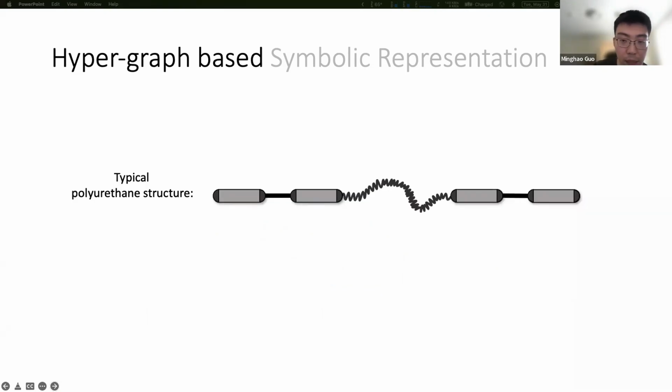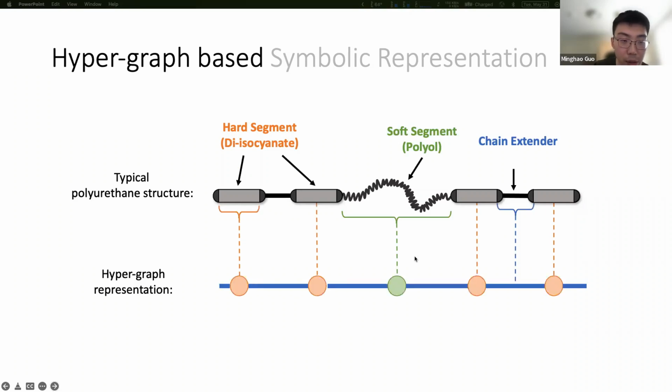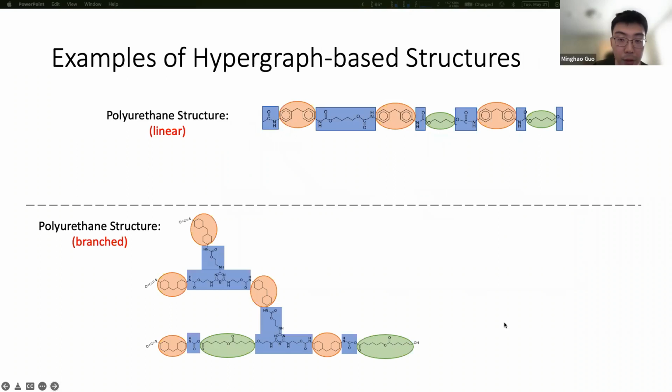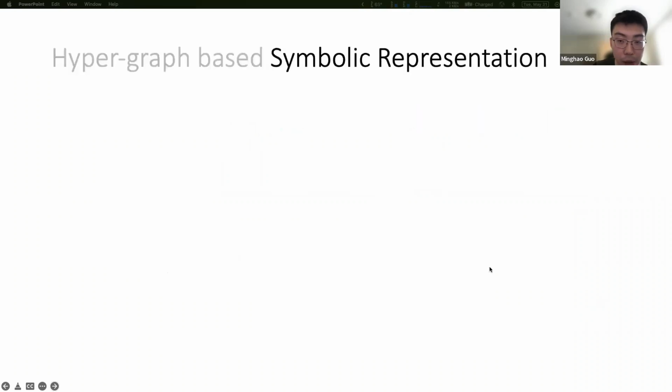Here we show an example of a typical polyurethane structure. A typical polyurethane has hard segments, soft segments, and also a chain extender. We can convert this typical structure into a hypergraph representation, and in this case it's just a linear chain structure. This representation is capable of handling all polymer structures, including linear structures and branched structures.